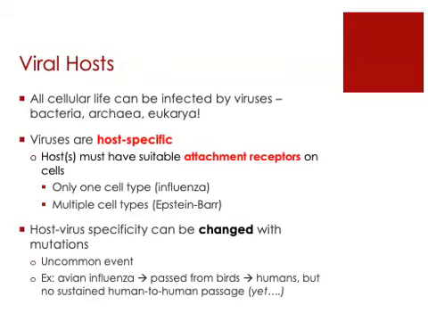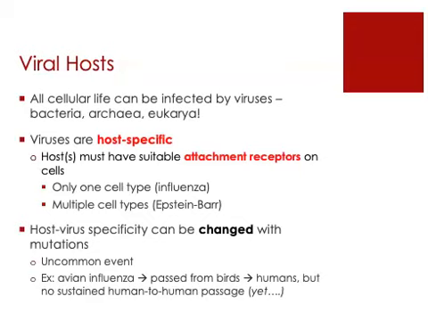In other words, the tobacco mosaic virus cannot infect human cells. And that's because in order for a virus to infect a cell, the cell has to have a receptor on its membrane that that viral particle can interact with, can attach to, bind with, and then inject its genetic material into the cytoplasm. Now, some viruses are even more specific than that. Some viruses are not only host specific, but they are cell specific.